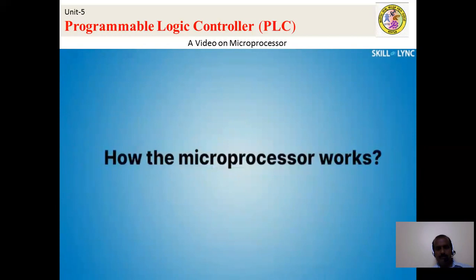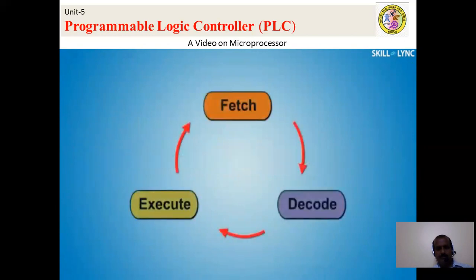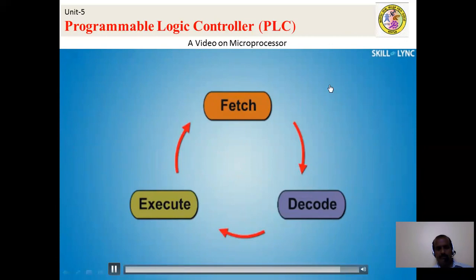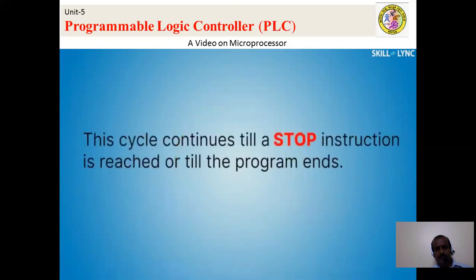Next, let us discuss how the microprocessor works. The working of a microprocessor follows a simple fetch, decode, and execute cycle. In this, the microprocessor first fetches the instruction to be executed from the memory. Now, the instruction is present in an encoded form in the memory. After it's been decoded, the control unit of the processor then passes these decoded instructions to be executed. This cycle continues till a stop instruction is reached or till the program ends.